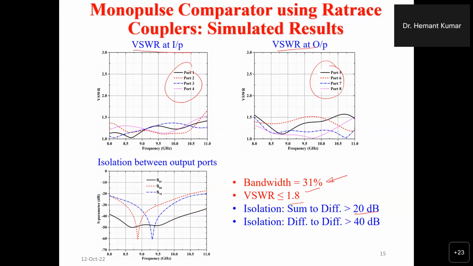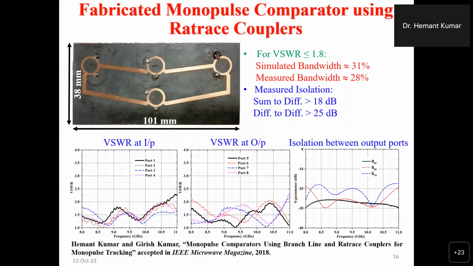If you see from these ports, over the entire range of the bandwidth, this is less than 20 dB, and for this black curve, which is difference to difference, is better than 35 dB or 40 dB, right? Like this. So this rat race monopulse comparator was fabricated, and this is the fabricated photograph that you can see.